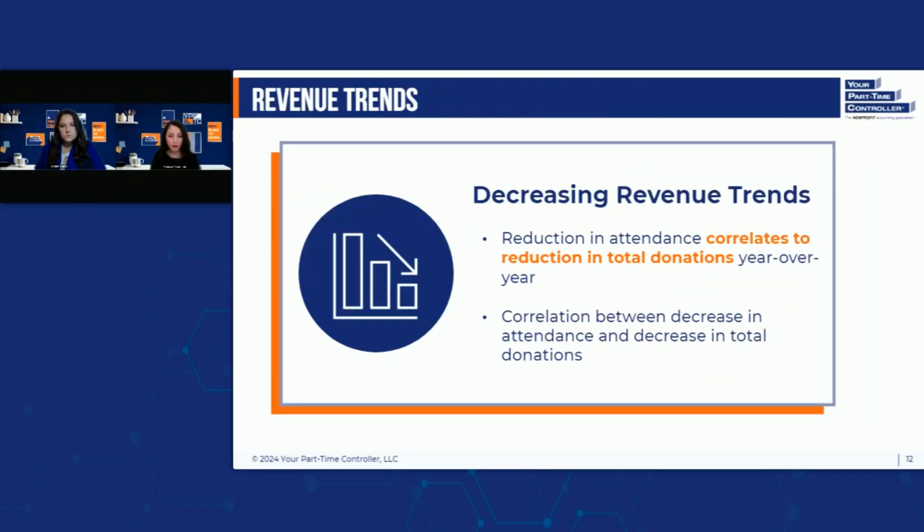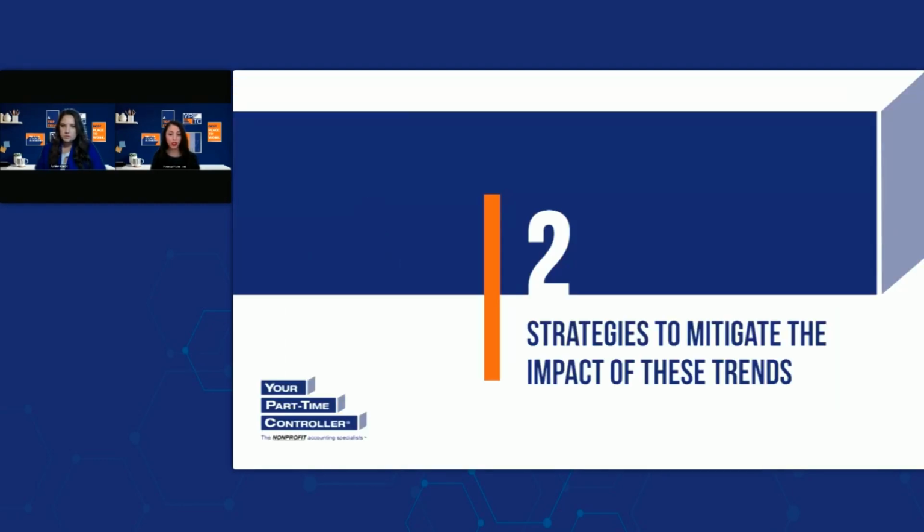And as we have seen on some of those attendance trends where there has been a decline, we are seeing a correlation between the decrease in attendance and a decrease in revenue of total donations, year over year or month over month, as a result of that. And so with that, we want to dive into strategies to mitigate the impact of these trends.